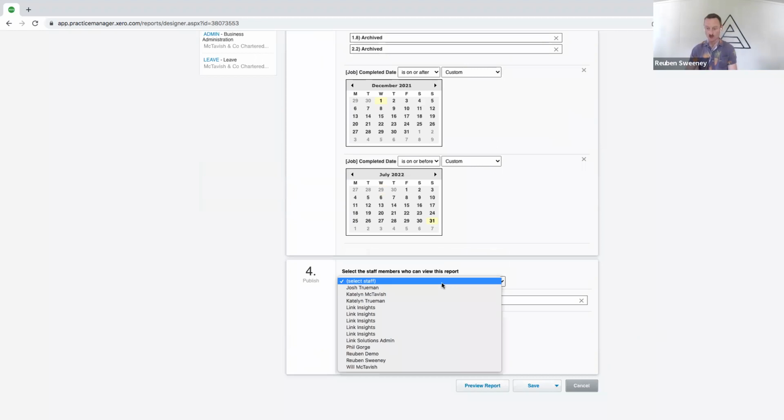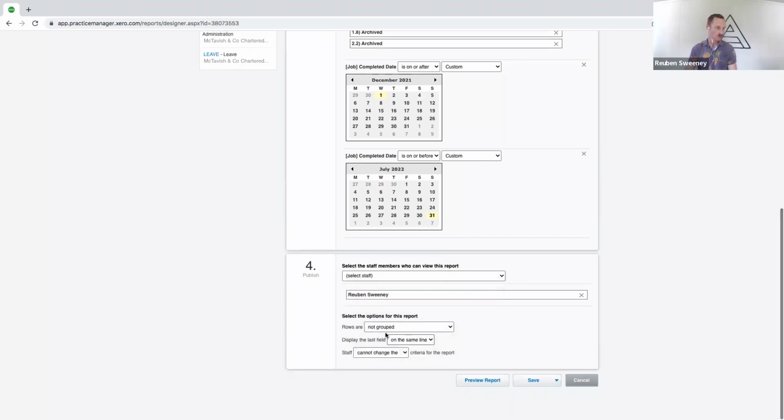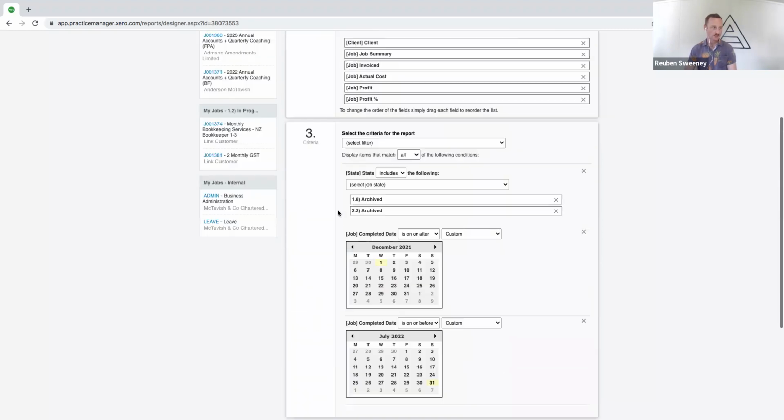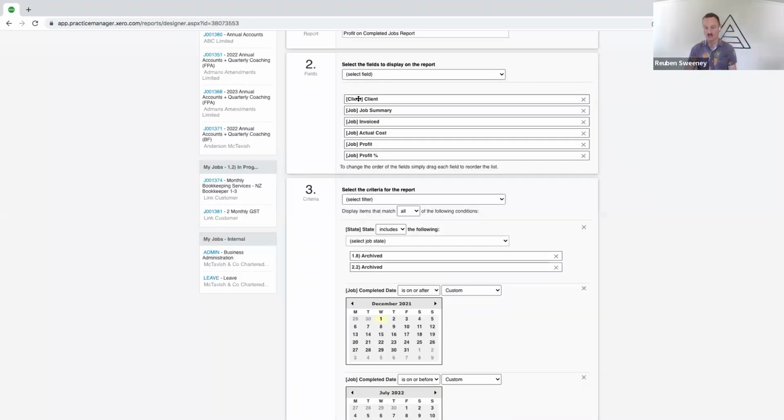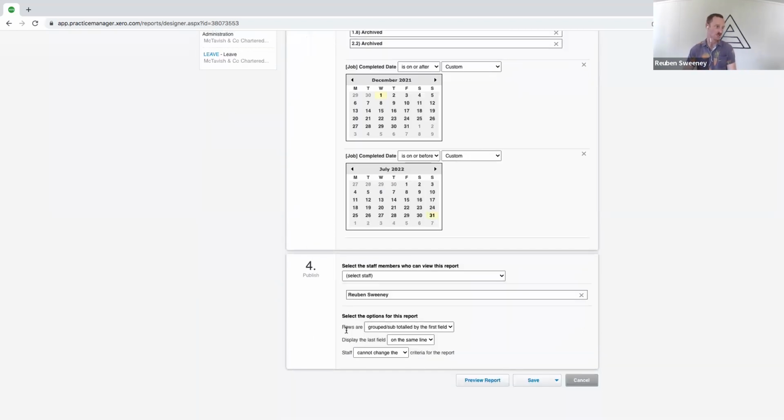Share that with anyone else in your practice you want to be able to access this. Where it says rows are grouped, I would select grouped. What that does is, whatever's at the top there, in this case client, could be partner, could be manager, it will change depending on the kind of question you have, that becomes like a big heading. So it will subtotal everything underneath it, which is nice.